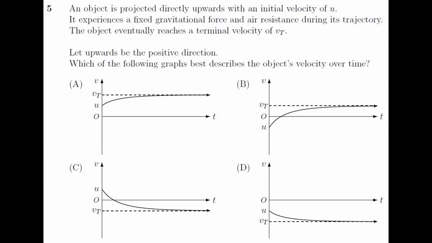So here in question 5, we're told an object is projected directly upwards with an initial velocity of u. It experiences a fixed gravitational force and air resistance during its trajectory. The object eventually reaches a terminal velocity of vt, and let upwards be the positive direction. Which of the following graphs best describes the object's velocity over time? And we've got 4 options as usual.